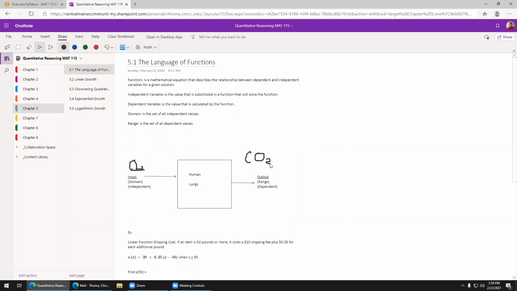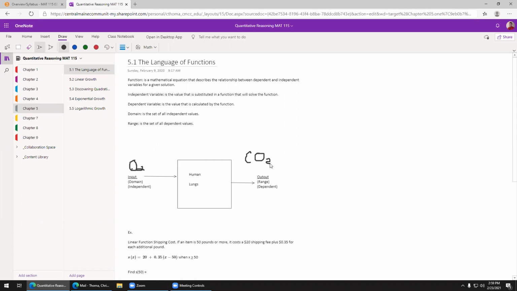And just like our lungs, we can breathe in something that can kill us, right? So we want to limit those bad things coming in because it will be harmful to us and break our function. And the same thing comes with mathematics. In these functions, there are going to be values that will break the formula. And we got to be careful not to use those formulas.